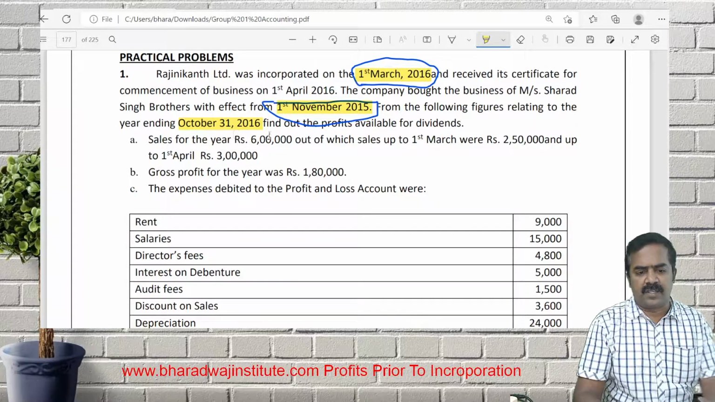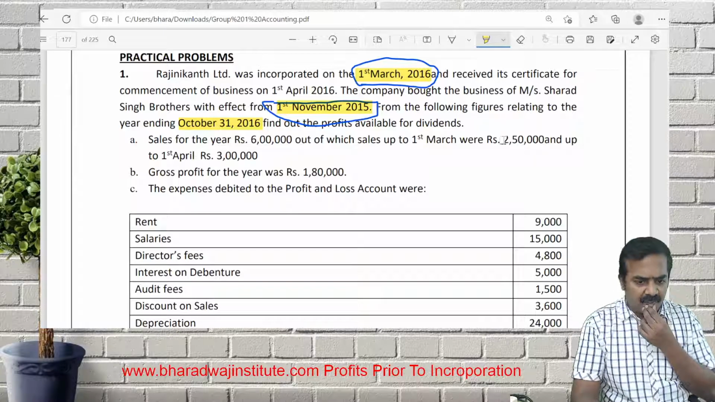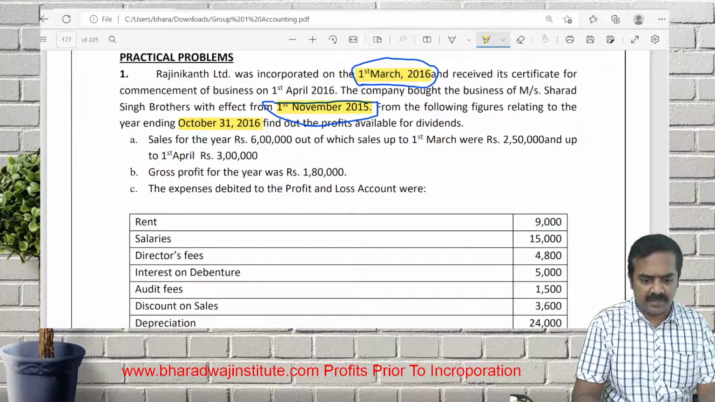Then sales for the year was 6 lakhs. Out of that, up to 1st March was how much? 2,50,000. Then up to 1st April is also given, but that doesn't matter for us.